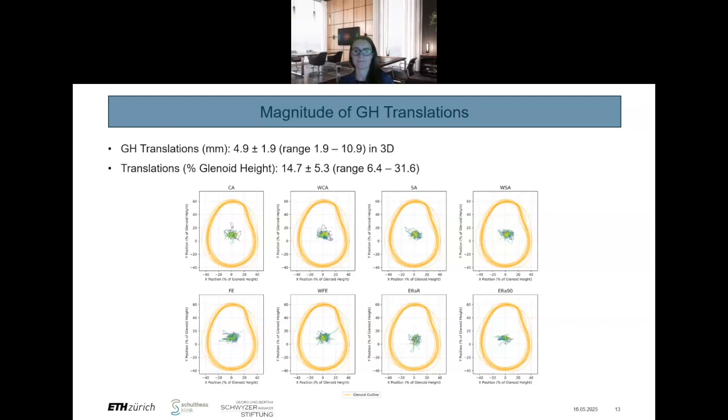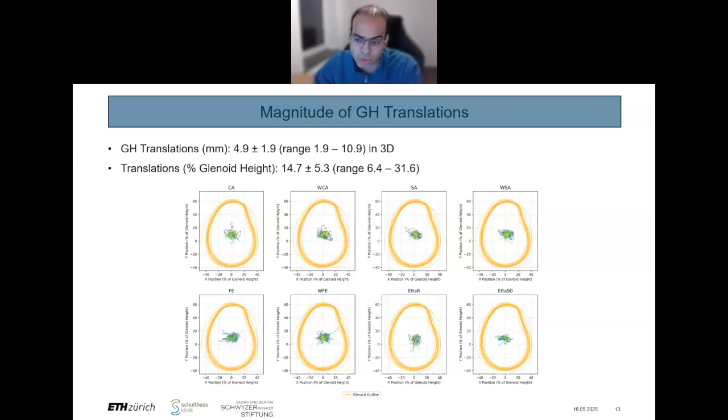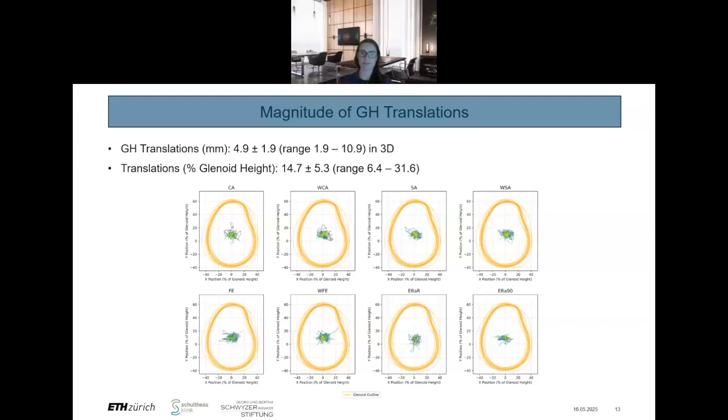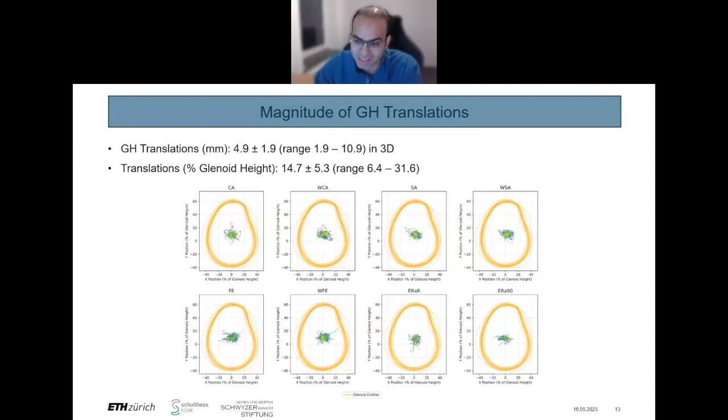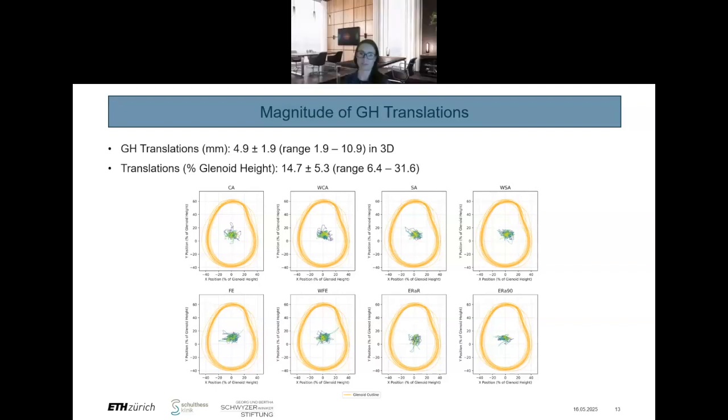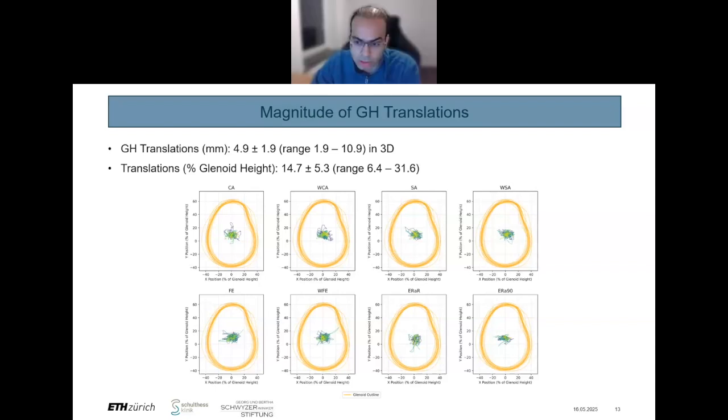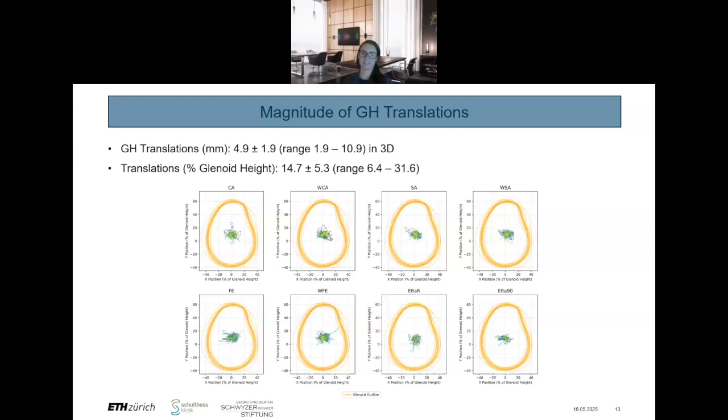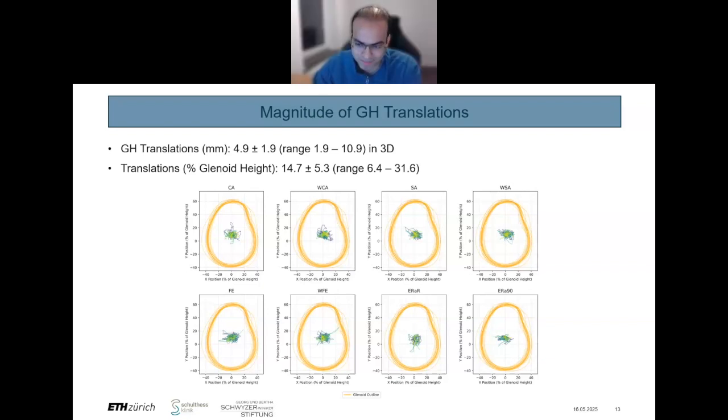Very cool, super interesting to see. We have biplane data also from this. Do you have biplane data for this or for the MT? No, just simulations. Simulations? Okay. Okay, thank you.